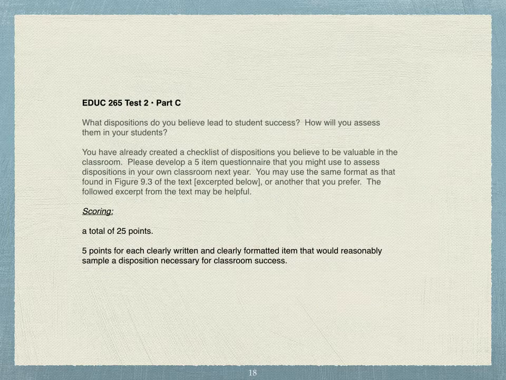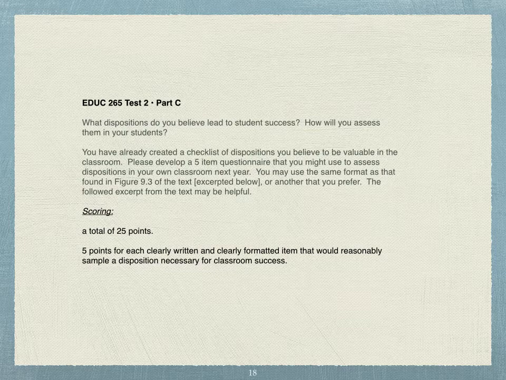The third and final part of Test 2 is simply a dispositions questionnaire. What dispositions do you believe lead to student success? How will you assess them in your students? You've already created a checklist of dispositions you believe to be valuable in the classroom. Please develop a 5-item questionnaire that you might use to assess dispositions in your own classroom next year.